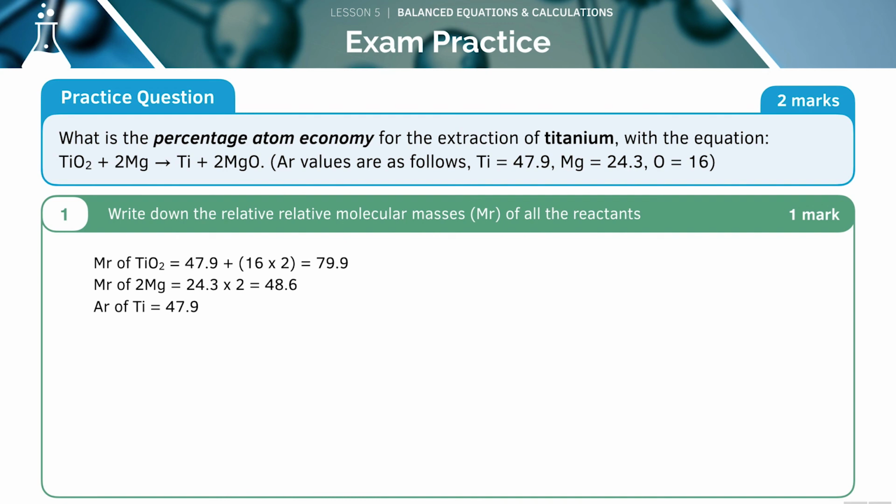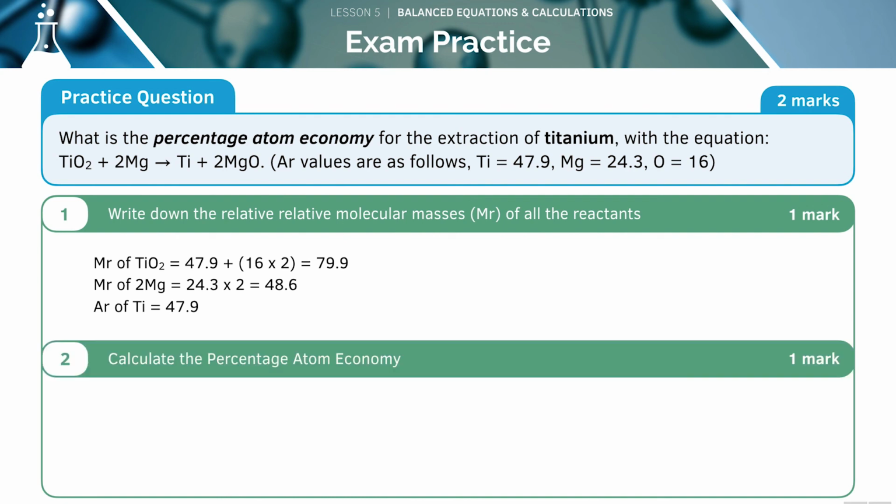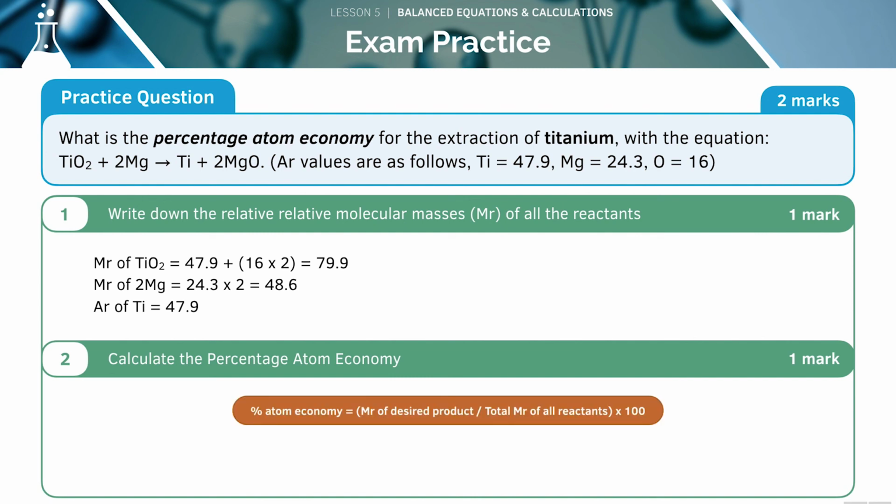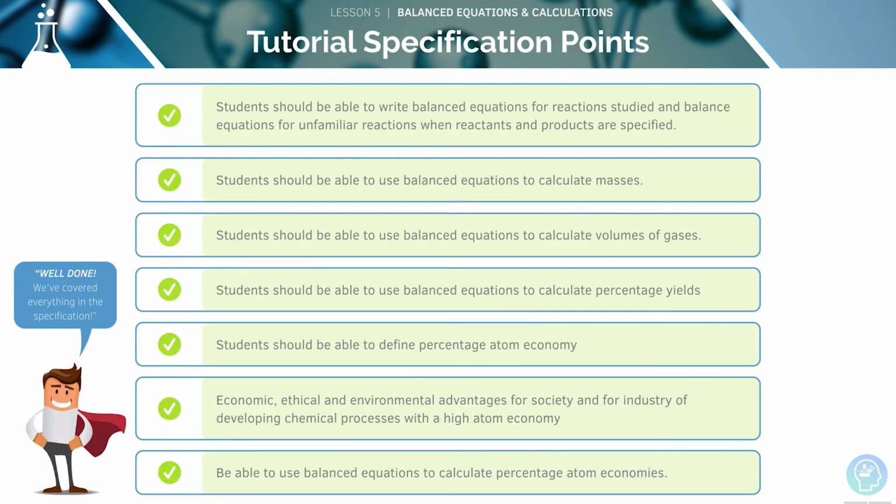Firstly, we need to write down the relative molecular masses of all the reactants and the desired product mentioned in the question. Now, we need to calculate the percentage atom economy. We can do this using the formula we learnt earlier in the video. Now, we can substitute in our numbers. This gives us the answer of 37.3%.